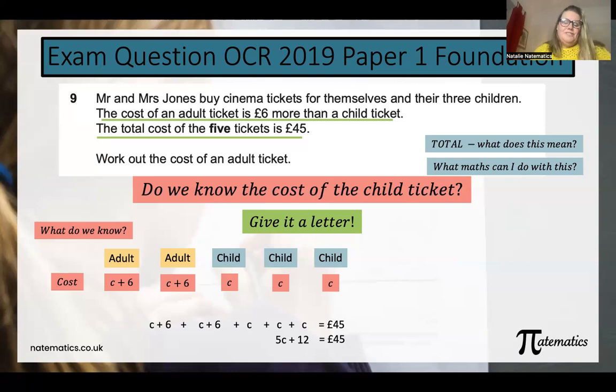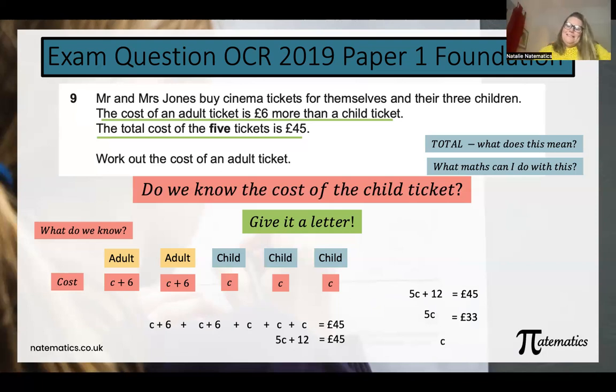So 5C plus 12 is 45. So I'm just going to say, well, actually, have I answered the question yet? Well, what maths can I do with that one? So actually, C is the thing I need to find. 12, well, that can go over to the other side. I want C on its own on that left-hand side, so I'm going to get rid of the 12. I'm going to take 12 away from both sides. Remember, balancing scales. Whatever you do to one side, you've got to do to the other, or it won't balance.